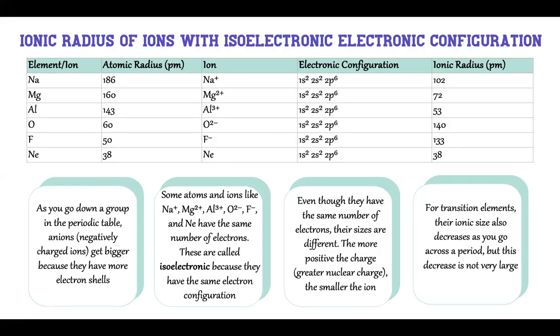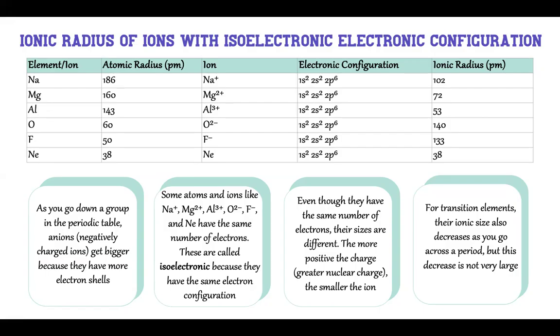Ionic radius of ions with isoelectronic configuration. So we have sodium, magnesium, aluminium, and so on. As you go down a group in the periodic table, negatively charged ions get bigger because they have more electron shells. Some atoms and ions like sodium, magnesium, aluminium, oxygen, and fluorine have the same number of electrons. And these are called isoelectronic because they have the same electron configuration.